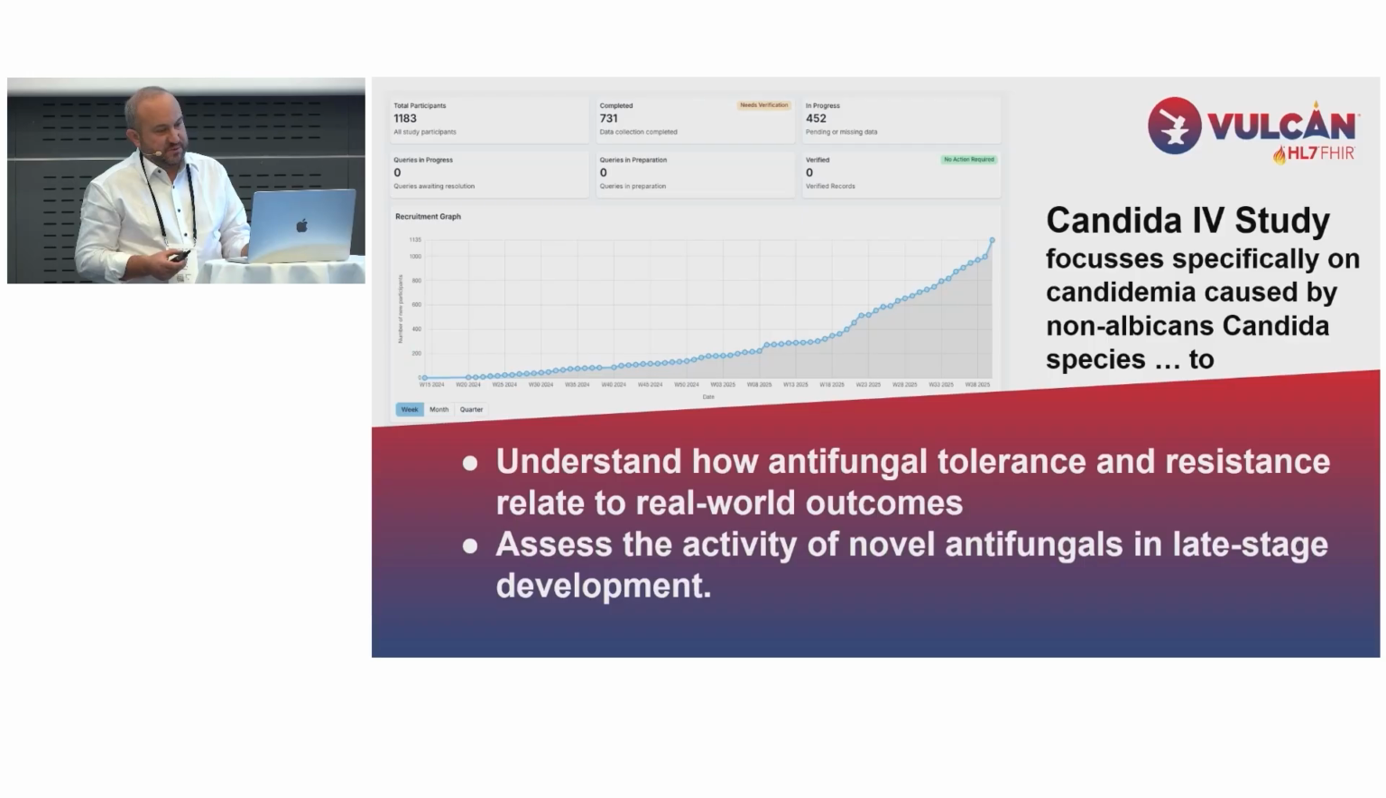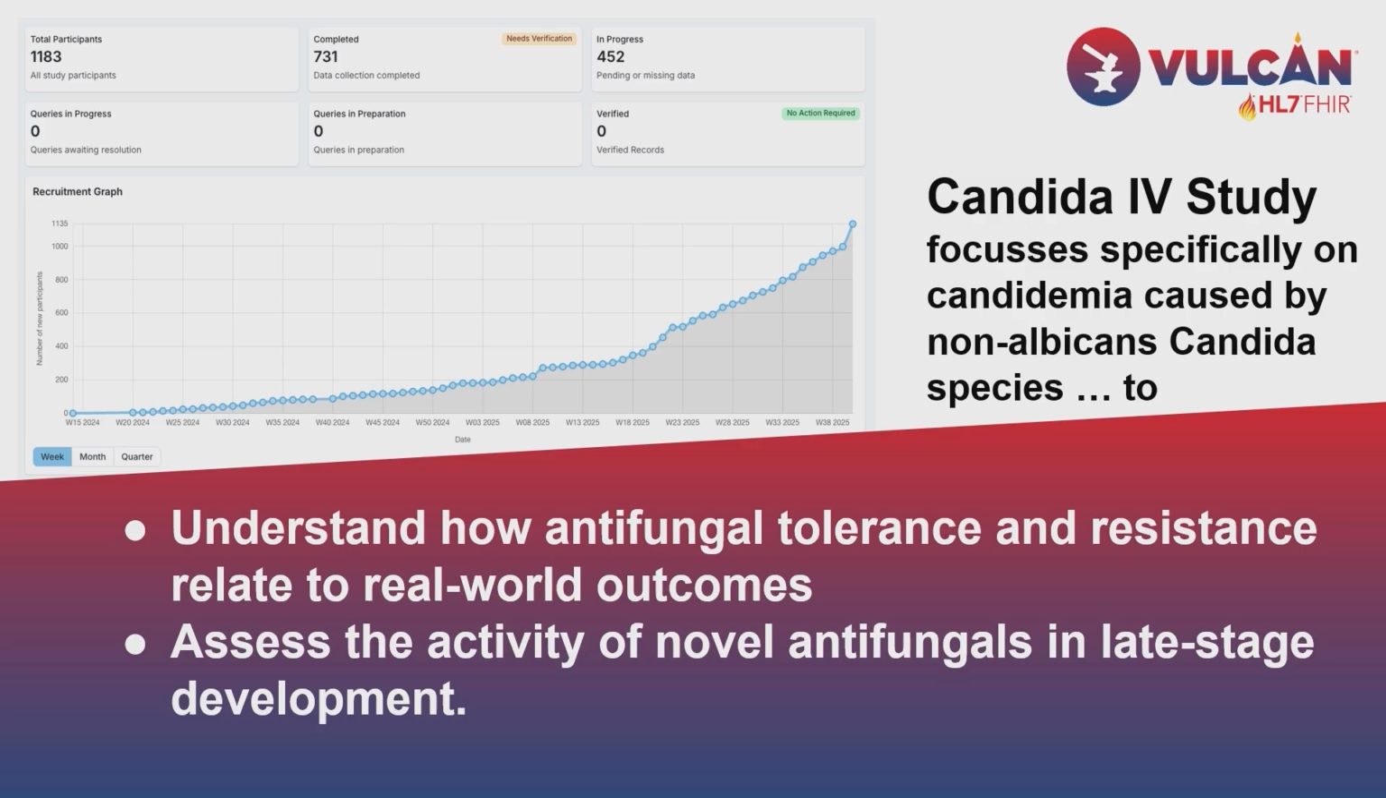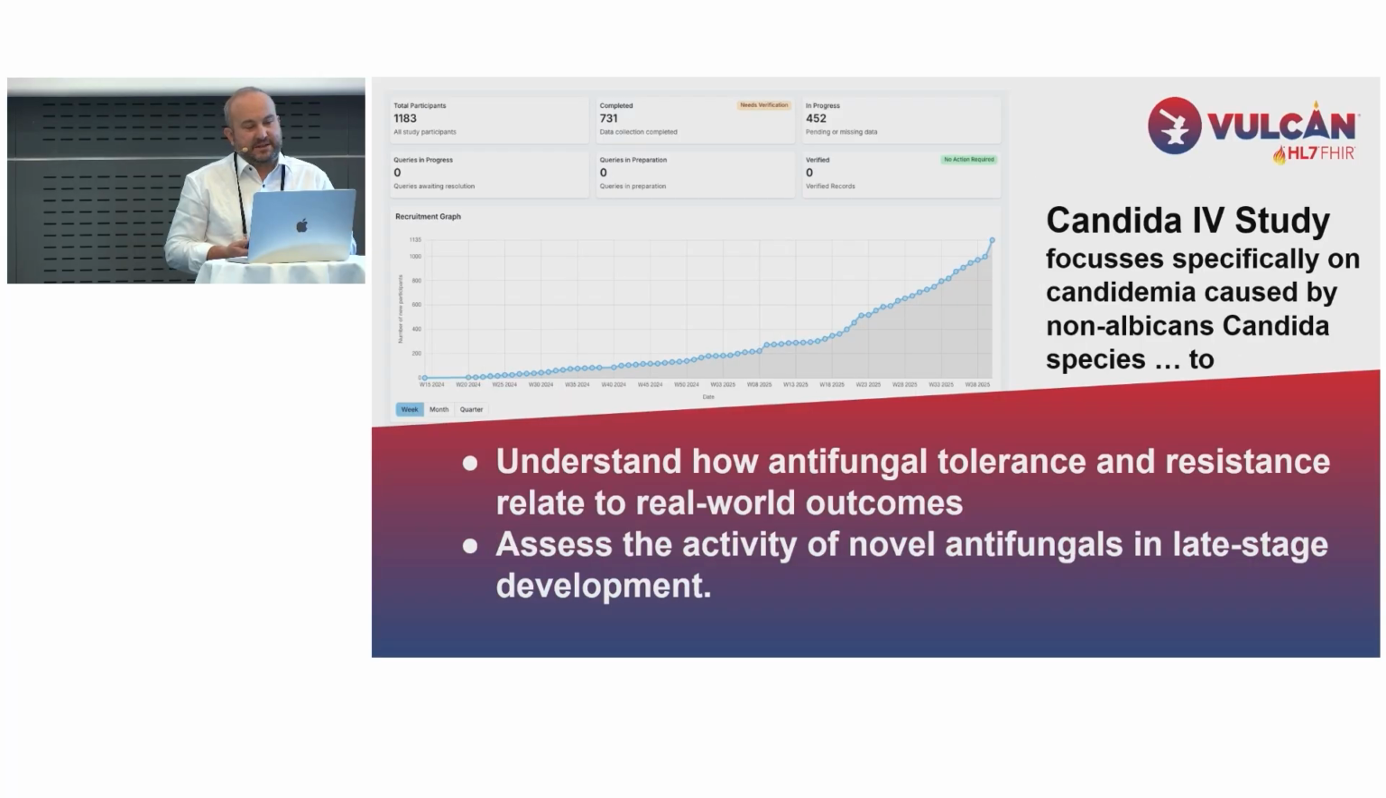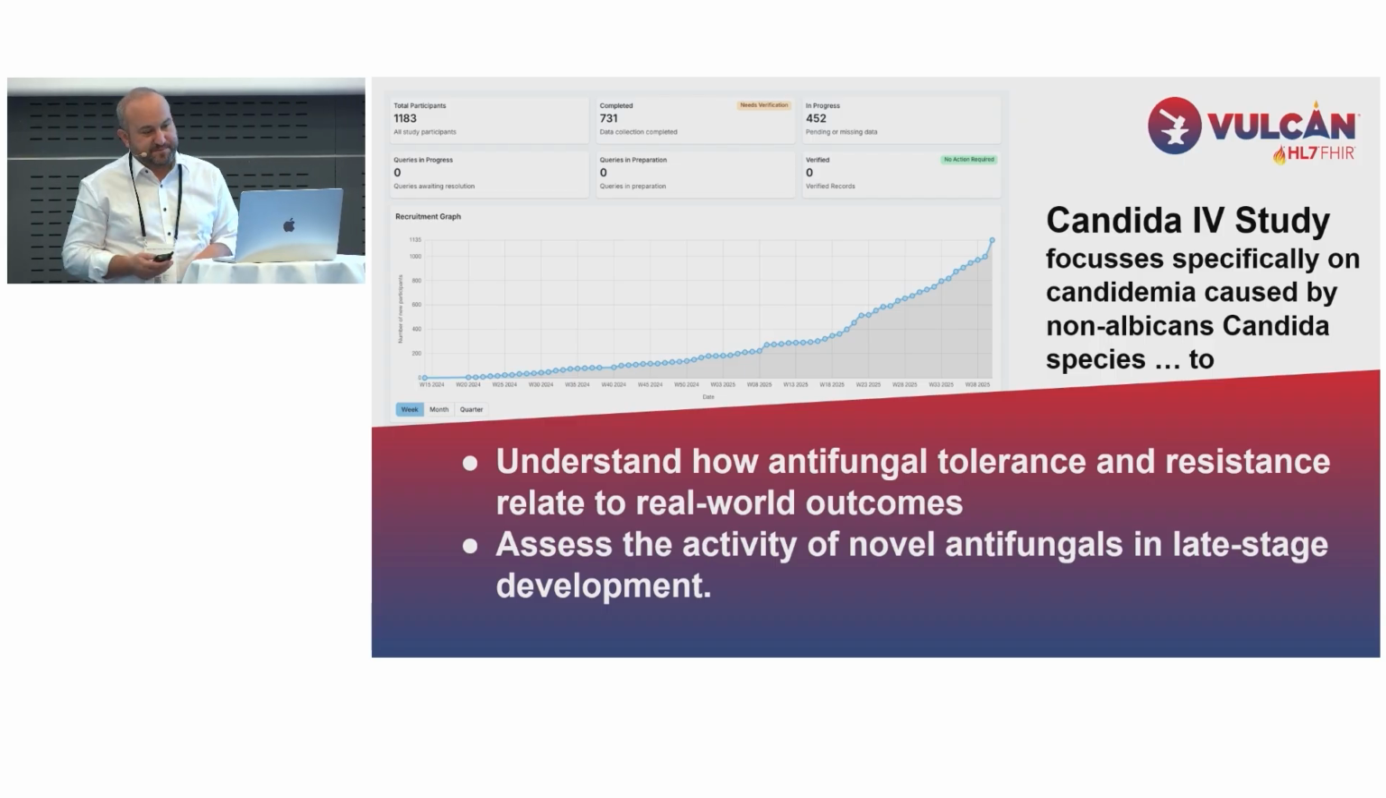I'd like to show you how this works in a practical example, a project which I find very motivating because it clearly shows the impact of our work. This was a result of the analysis that we were actually excluding all those patients. Now we have a global study which focused specifically on candidemia caused by a specific species of Candida. We set out to understand how antifungal tolerance and resistance relate to real-world outcomes, and we want to assess the activity of novel antifungals, which are in late-stage development.